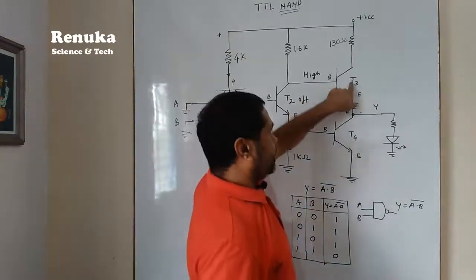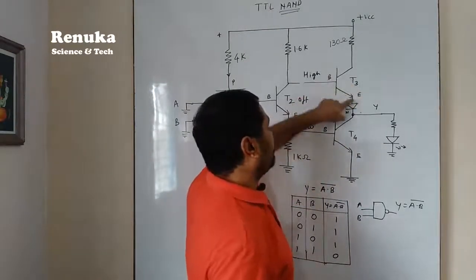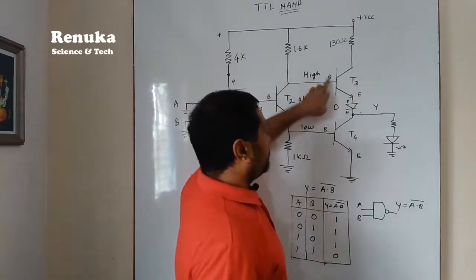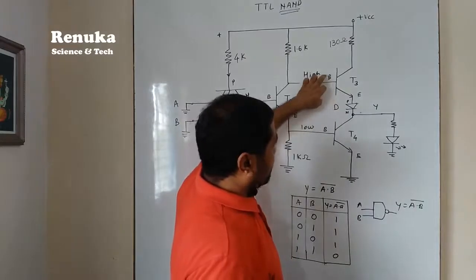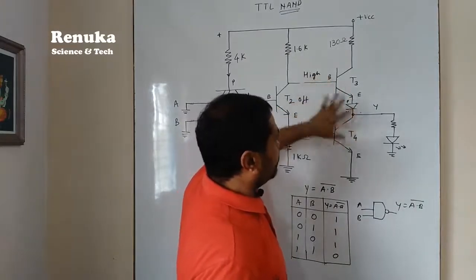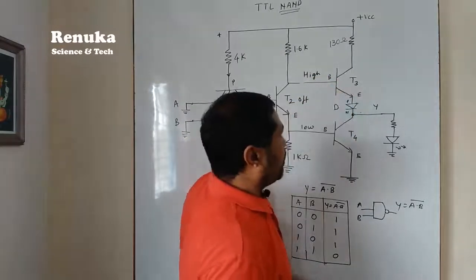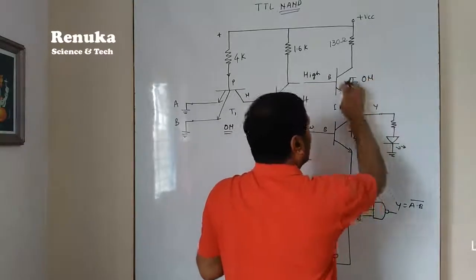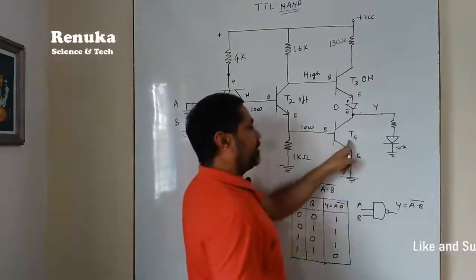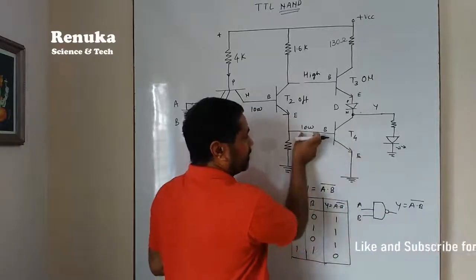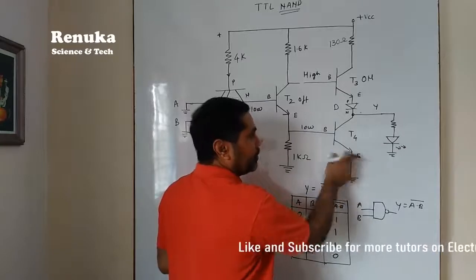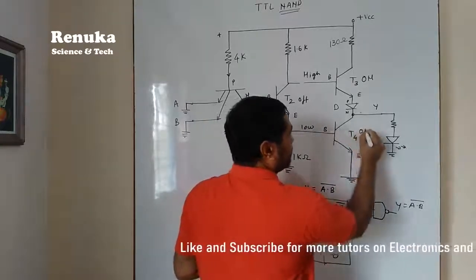Again, at transistor T3, the base to emitter is getting a high voltage. This high voltage is high enough to forward bias the diode between base and emitter, so this diode will be on and ultimately the transistor will be on. On the other hand, at T4, the base to emitter is getting a low voltage, so the base to emitter diode will be off, and that is why the whole transistor will be off.